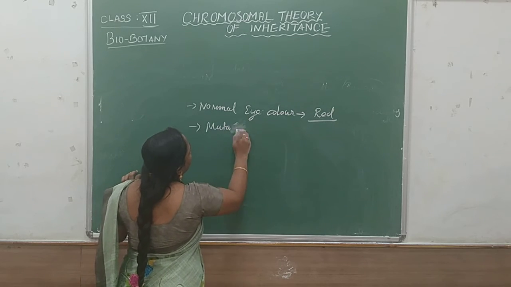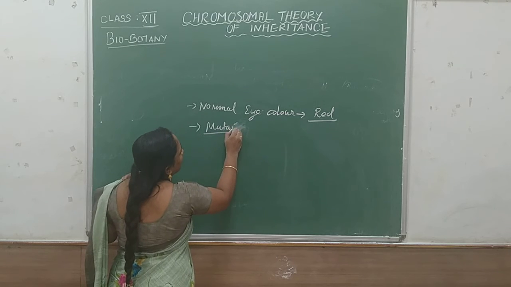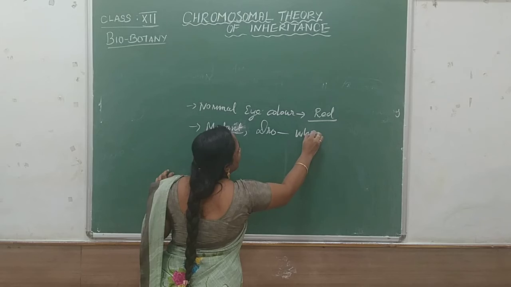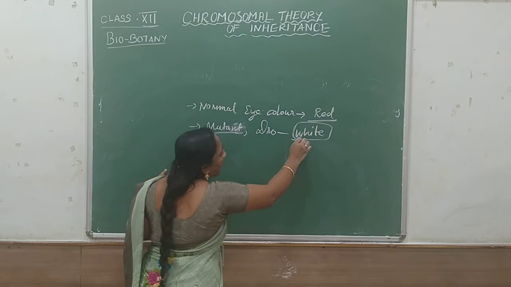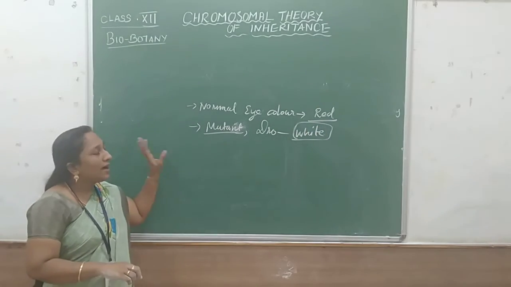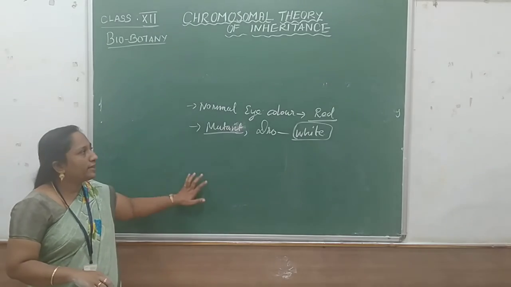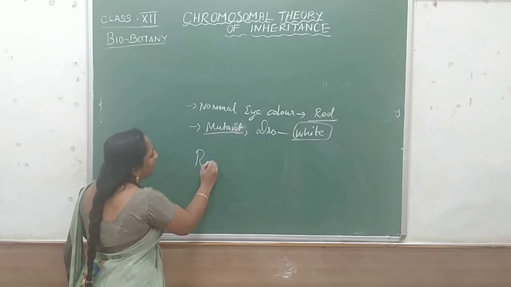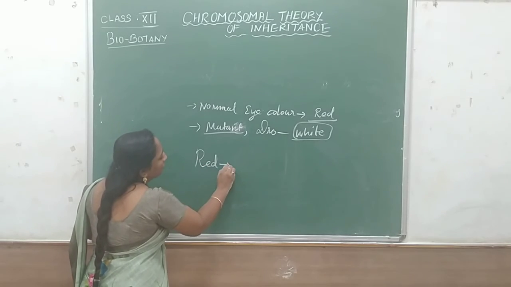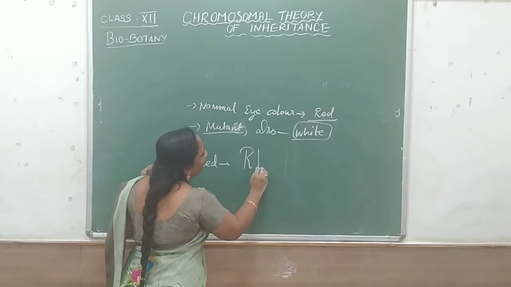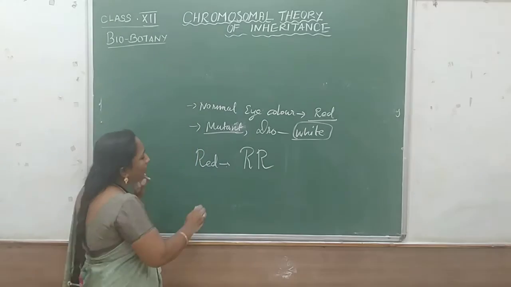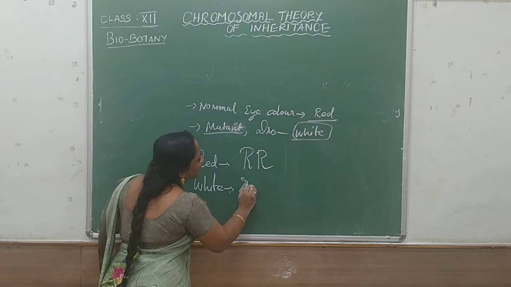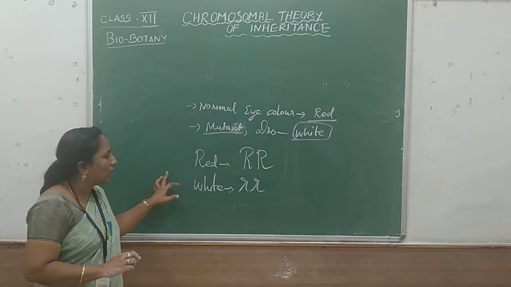In mutant Drosophila, the eye will be white. This is the character he found in the Drosophila, and then he did the cross. Before that, I will tell you that red color is dominant, so it will be expressed by capital R. White color is a recessive character, so it will be expressed in the form of small r.